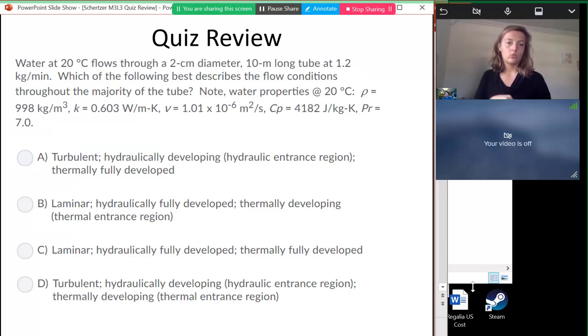So the next problem: water at 20 degrees Celsius flows through a 2 centimeter diameter, 10 meter long tube at a particular flow rate. Which of the following best describes the flow conditions? So for all of these answers, we've got to figure out if it's turbulent or laminar, if the velocity profile is developing or developed, and if the thermal profile, or the temperature profile, is also developing or developed.